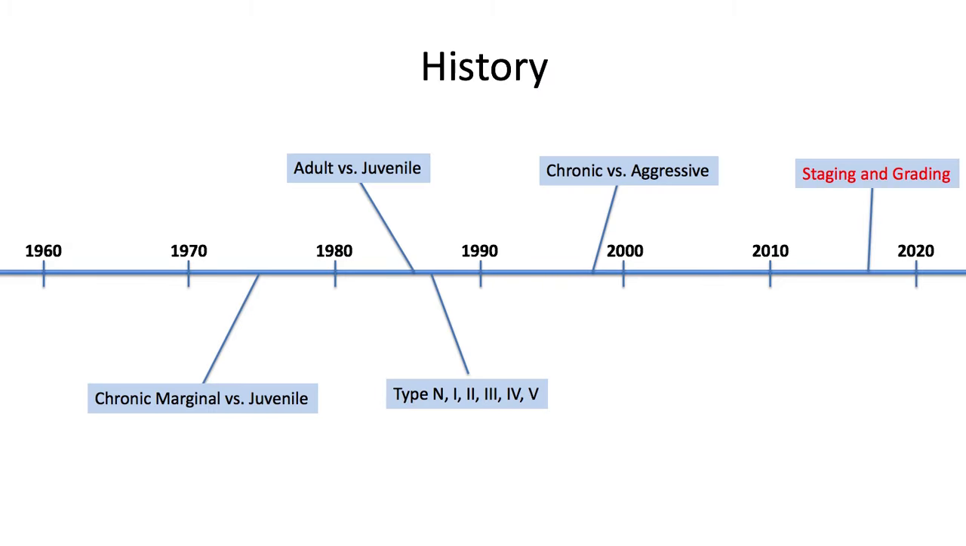So let's look at a brief history of periodontal classifications. In the mid-1970s, we started with chronic marginal versus juvenile periodontitis. In the mid-1980s, that changed to adult and juvenile periodontitis. And then shortly after, they added in more specific categories, like type N through type 5. In the late 1990s, they introduced chronic and aggressive periodontitis, which we've used for roughly 2 decades, and then announced in 2017 and implemented in 2018, the staging and grading system is the newest one we have and the one we'll spend the most time on in this video.